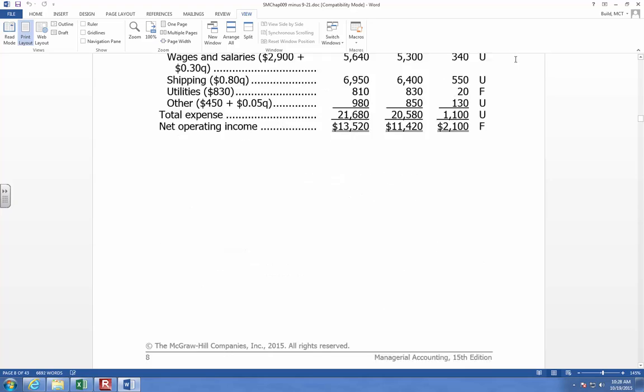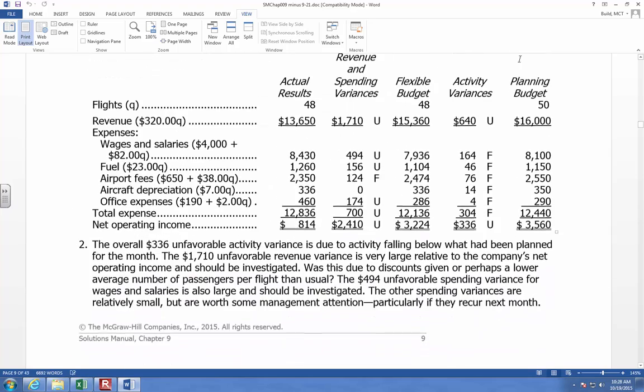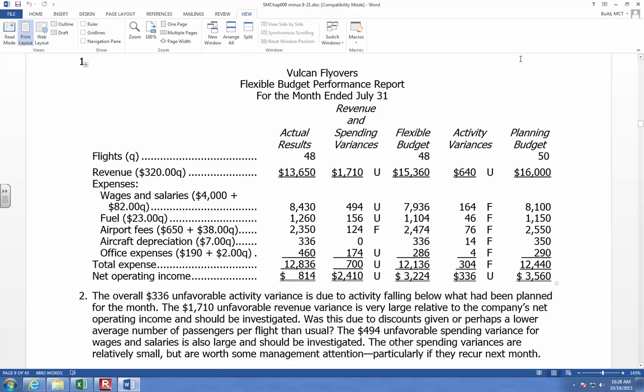Okay, 9.4. So this is the full budget. It looks like we do flyovers.